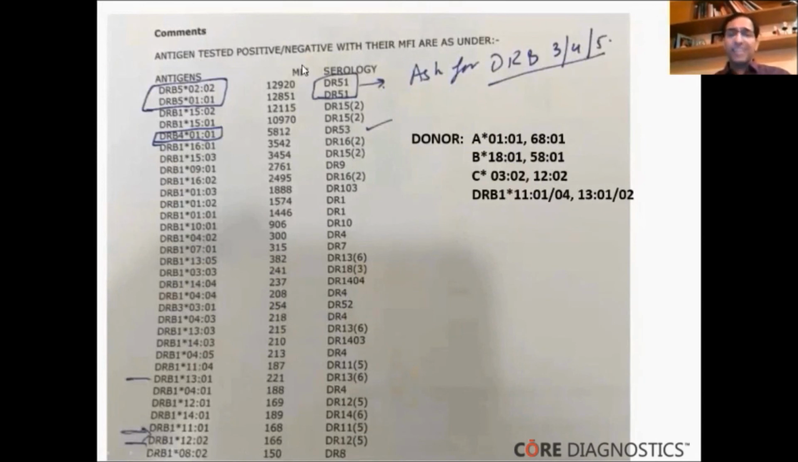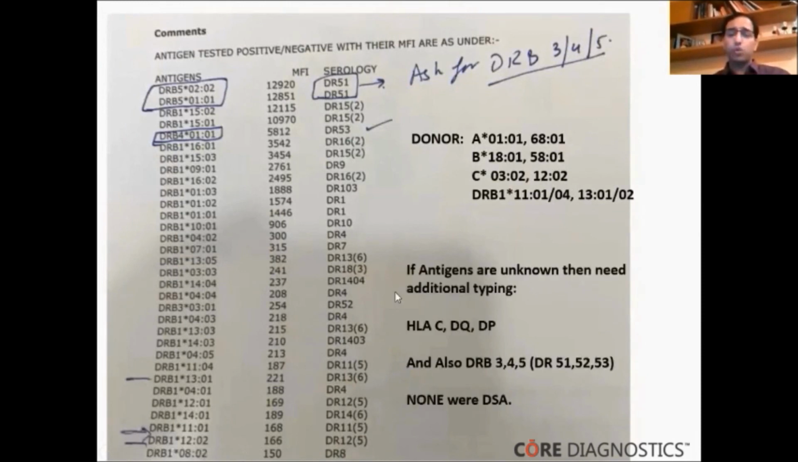That's something to note as well, that when you do get your single antigen beads, there may be other antigens that they have antibodies to. And so you may need additional typing like HLA-C typing, DQ or DP. As we needed for this patient, DR51 and DR53 are usually not typed in our HLA typing. So you would need to ask for DR51, 52, 53, which are also called DRB345. So that additional typing may also be needed. In this patient, none of those were donor-specific antibodies with the additional typing that we got.